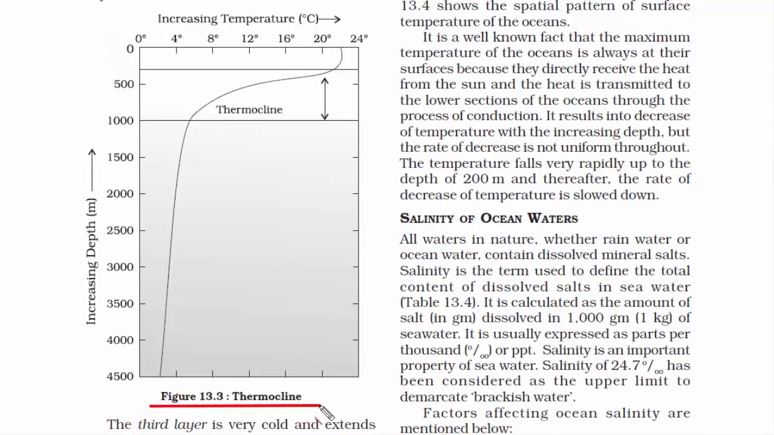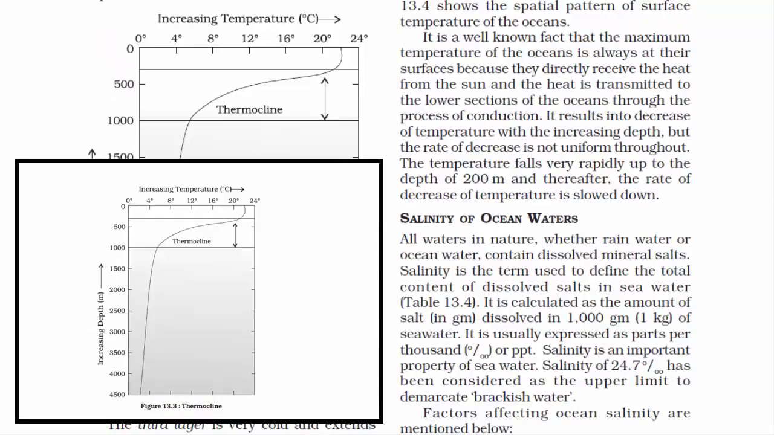Look at figure 13.3. On the x-axis, we have the increasing temperature of the water body, and on the y-axis, we have the increasing depth of the water body. The first layer, which is the top layer of the ocean water, is about 500 meters thick, and the temperature of this layer is somewhere between 20 and 25 degrees Celsius.